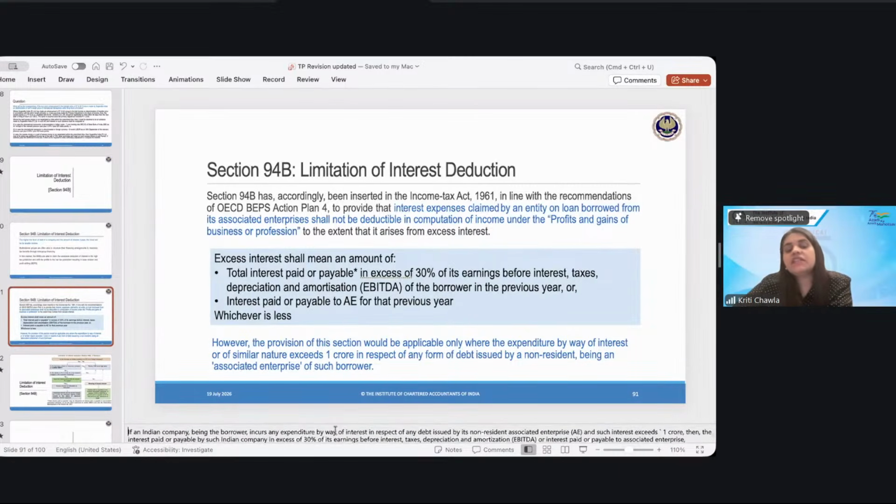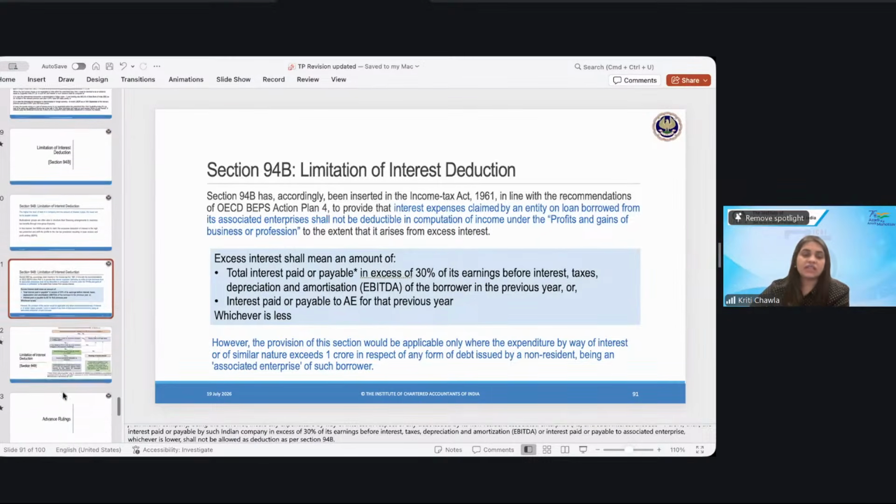So if an Indian company, which is the borrower, incurs any expenditure by way of interest in respect of debt which it has issued to its non-resident AE, and such interest exceeds 1 crore rupees, then the interest paid or payable by such Indian company in excess of 30% of EBITDA, or the interest paid or payable to the AE, whichever is lower, will not be allowed as deduction under Section 94B. So what I'm trying to say is that it will be applicable only where the expenditure on interest exceeds 1 crore rupees. Otherwise, this is not going to be applicable.